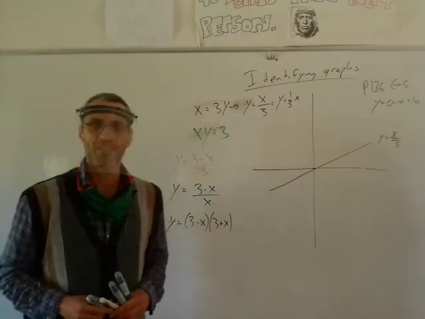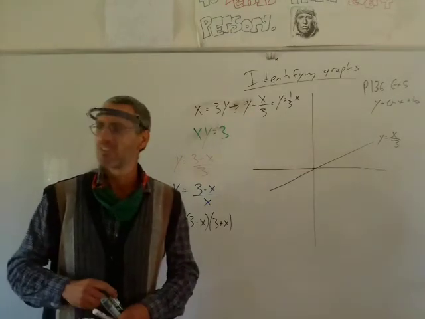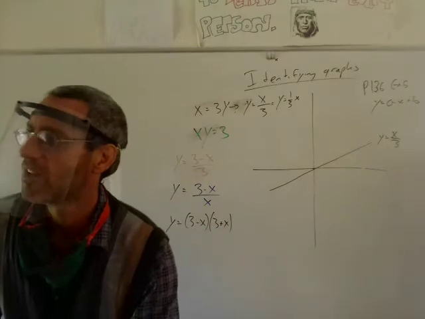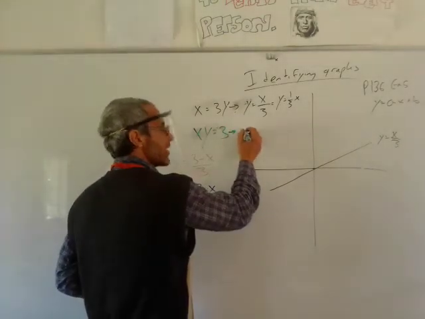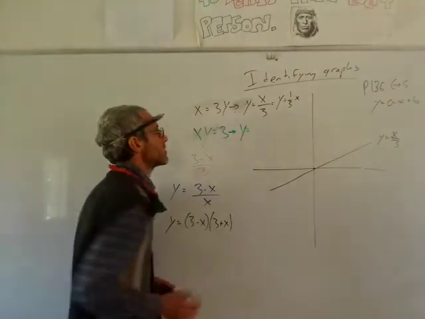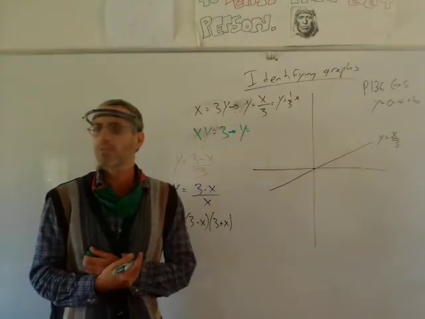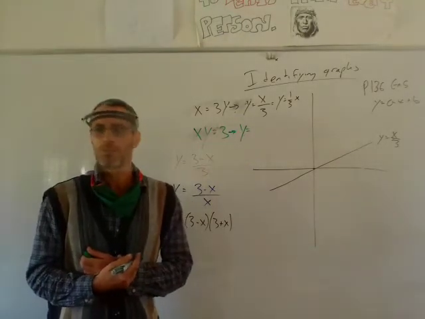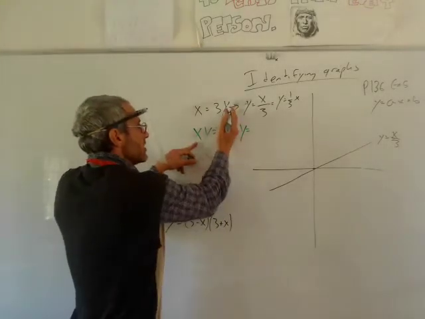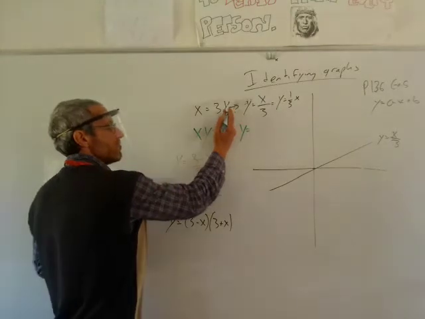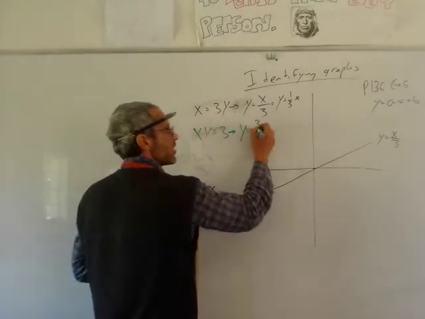xy equals 3. What is that? We want to write it as y equals what? So what will y be equal to? 3 over x. That's it. We're dividing both sides by x. To get rid of the x, we divide both sides by x, so it's going to be 3 over x.